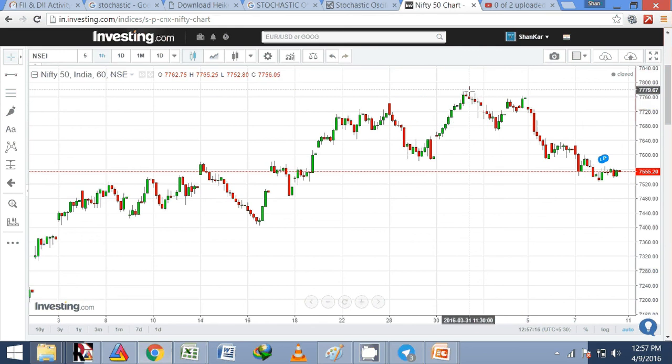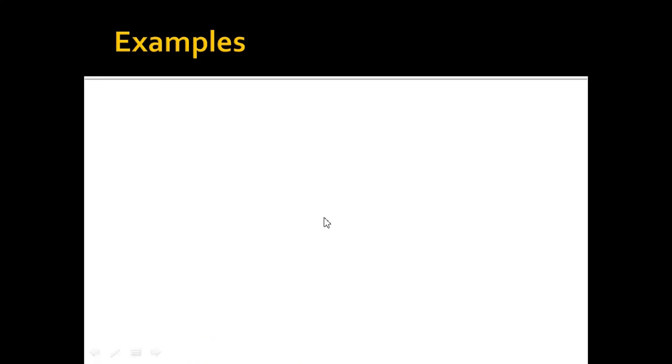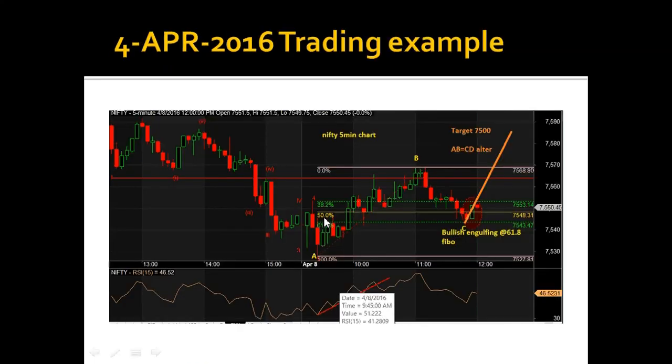It's not like you are running for the trade. We are taking the trades which are coming to you. By this way you can become a better trader. So that's an example on Fibonacci. So this is a live example which occurred. It's not 4th April, it's actually 8th April here.